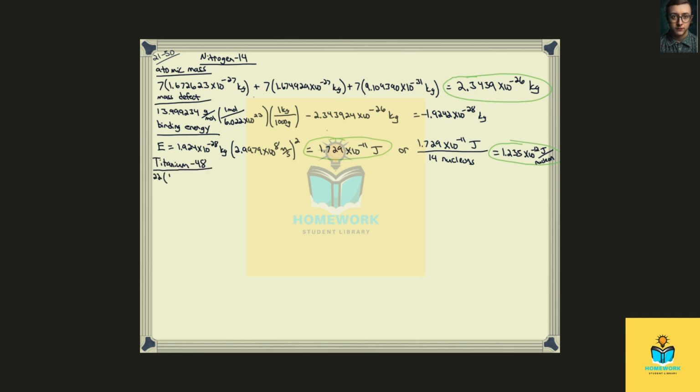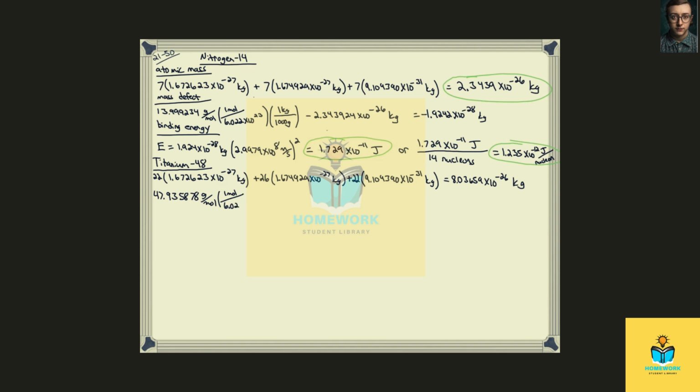Now let's go to the next one, titanium-48. Titanium-48 has 22 protons, because all titanium nuclides have 22. In order to figure out the number of neutrons, it'll be 48 minus 22, which gives us 26, multiplied by the mass of a neutron. And because it's an atom, it has the same number of electrons as protons, so it has 22 electrons. This will then be the summed mass of a titanium-48 nuclide in kilograms.